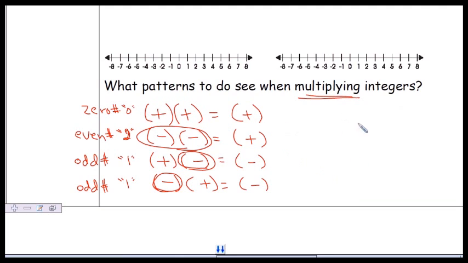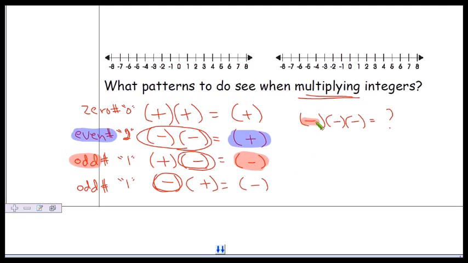Okay, so in other words, what if you have negative times a negative times a negative? What is that going to be? Well, remember we said if it's even number of negatives, it's going to be a positive answer. Let me highlight that for you. If it's an even number of negatives, then our answer is going to be positive. But if it's an odd number of negatives, then our answer is going to be negative.